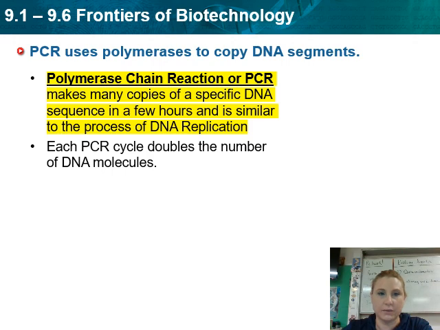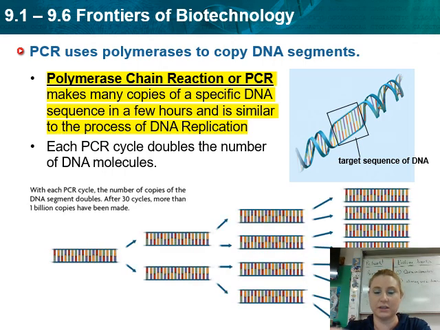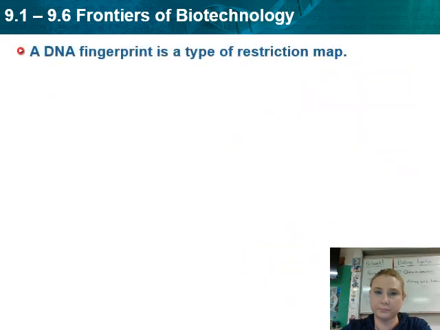Okay. The next thing we have is PCR. PCR stands for polymerase chain reaction. Scientists use this a lot when they want to copy a specific DNA sequence. It makes many, many copies of a sequence. It's similar to the process of DNA replication, and each PCR cycle actually doubles the number of DNA molecules. So basically they're copying it and copying it. It makes many copies of a specific DNA sequence. So if you want a little tiny piece, you can just copy that piece.